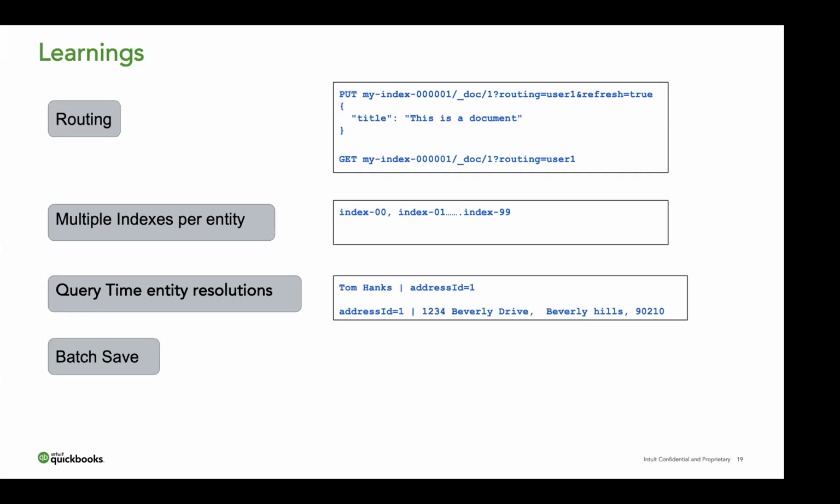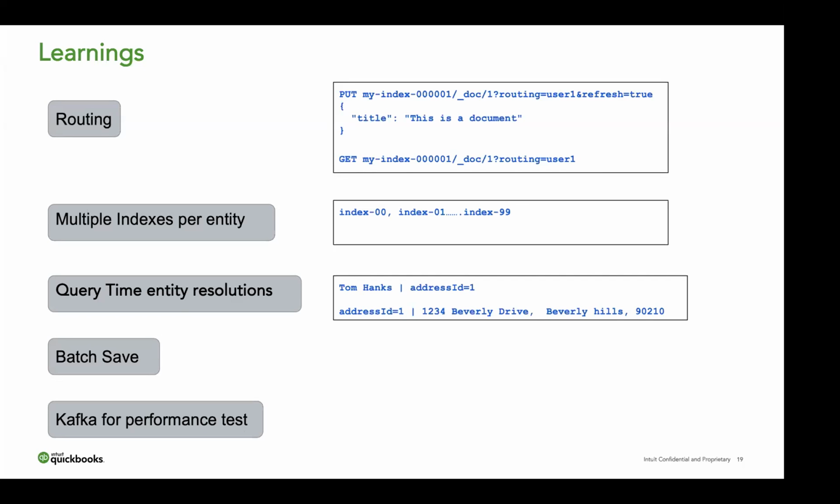Batch save is another really important tool that you can use for Elasticsearch. It is really scalable when you use batch saves rather than saving individual documents. It scales 10x if you use batch save.